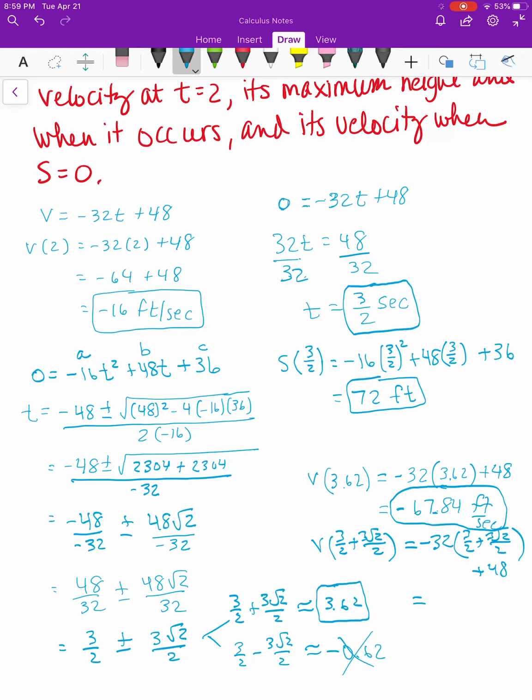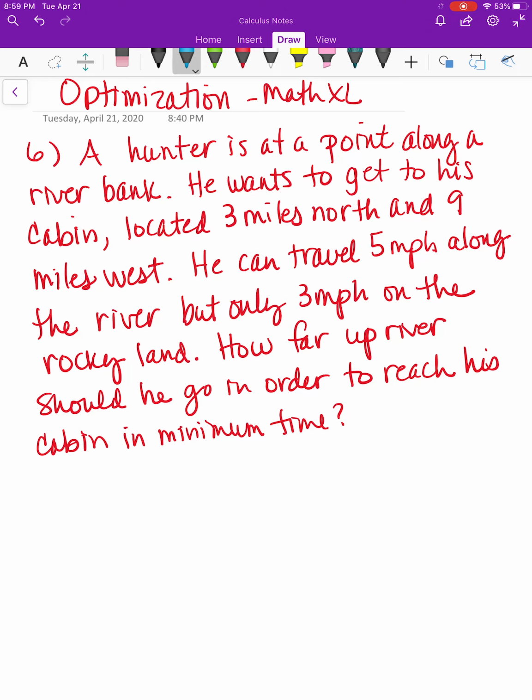Like if you know that you did the problem right and it's not accepting negative 67.84, it might be negative 67.85, if you put the exact values in. So please pay attention to that when you are working these problems. But we have just answered all the questions for problem number 5.